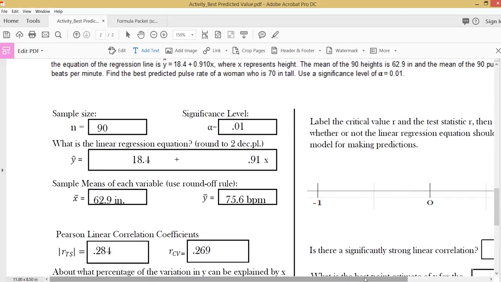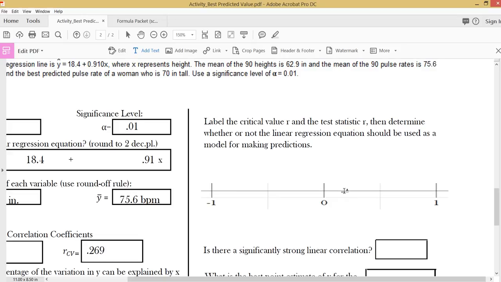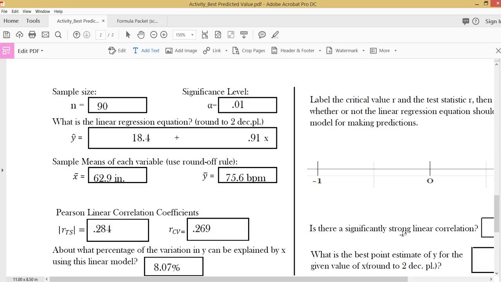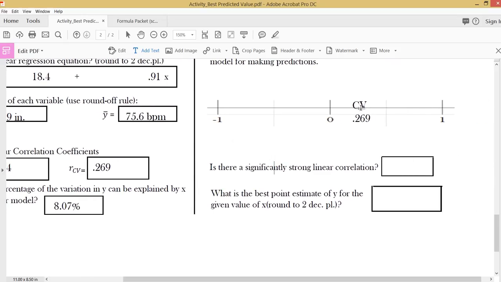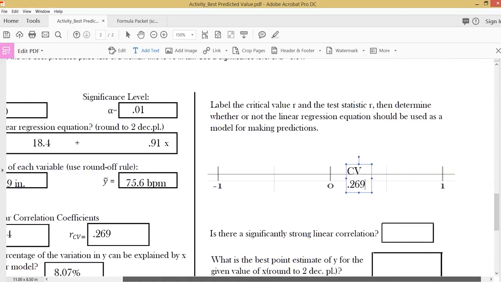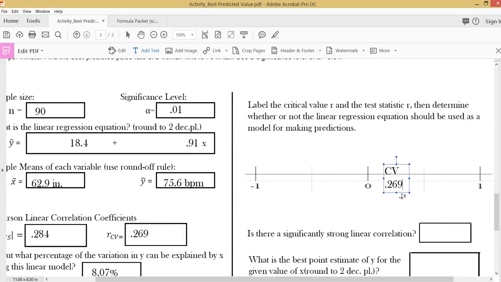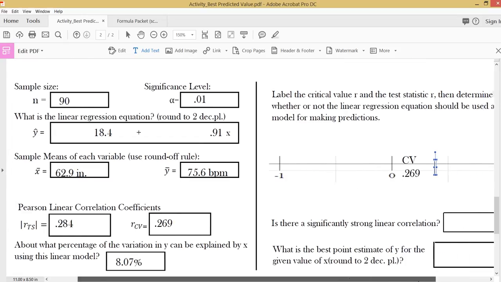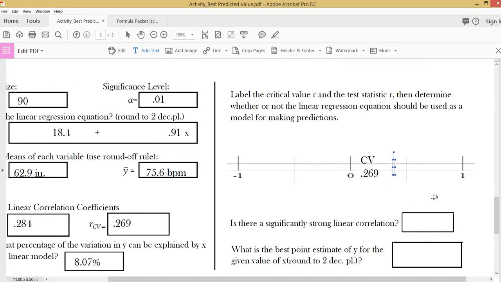So this time my critical value is 0.269, and that's actually probably not in the best spot, but let me see if I can get it a little bit better. Somewhere around there. And then the test statistic is 0.284, right? So we've got the critical value there, and then the test statistic of 0.284.